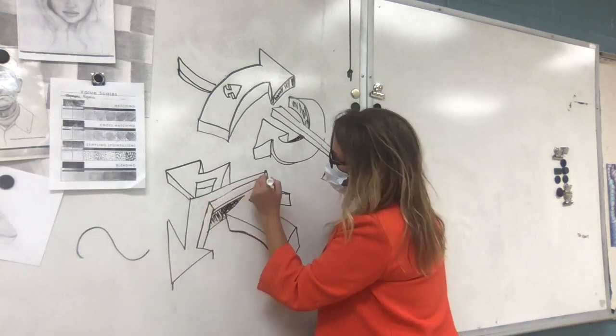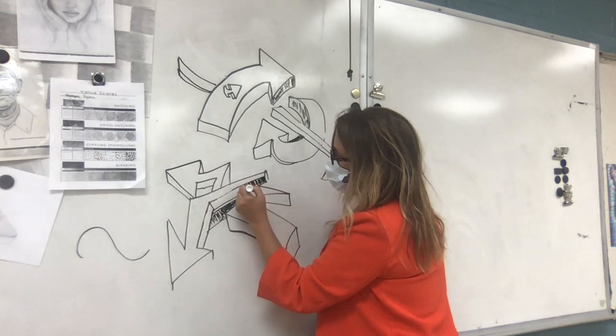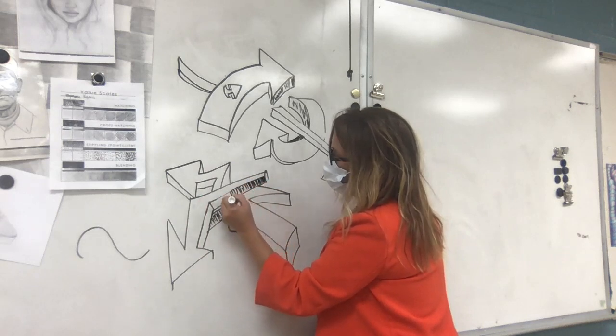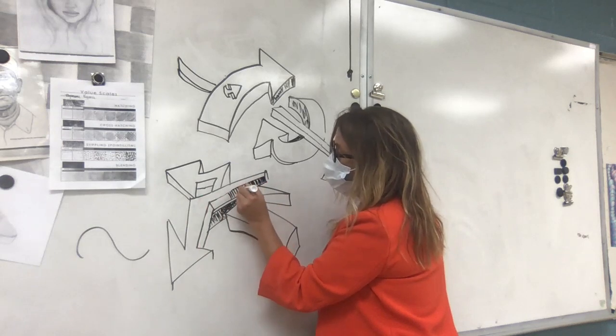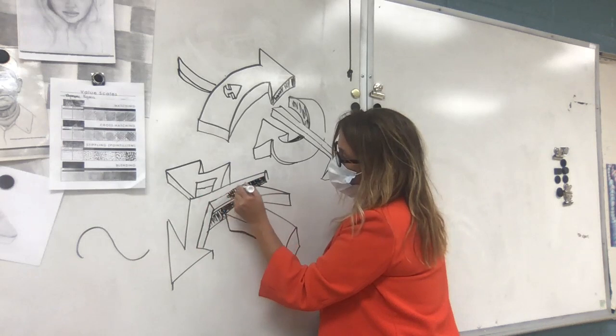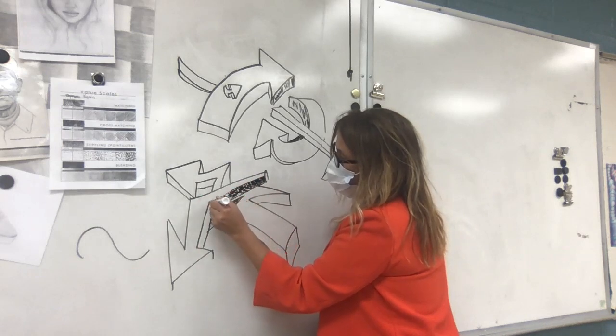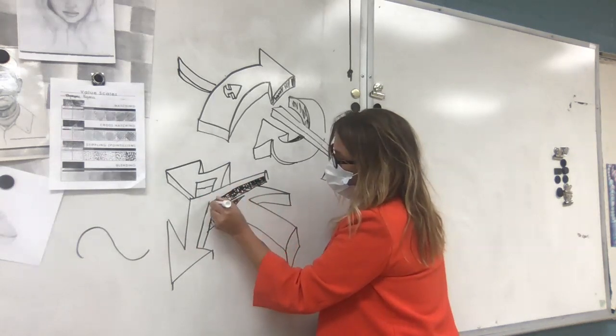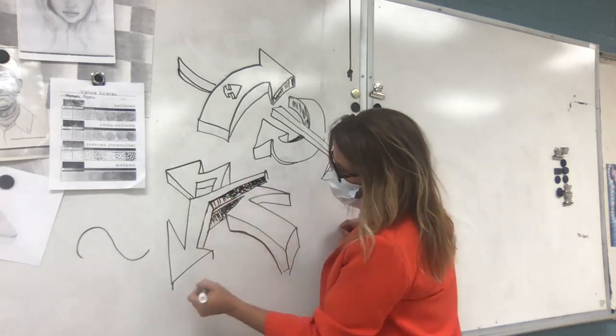Same concept, hatching lines for value, if you want to do it in marker or pen. My example is in pencil value. And so forth.